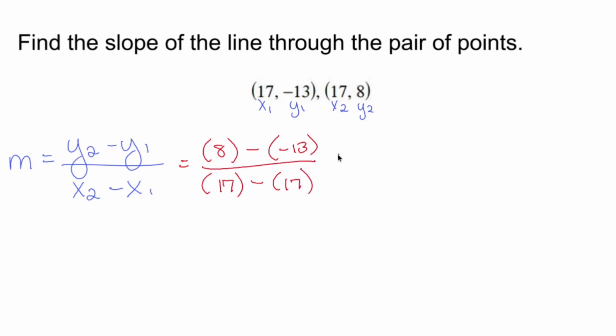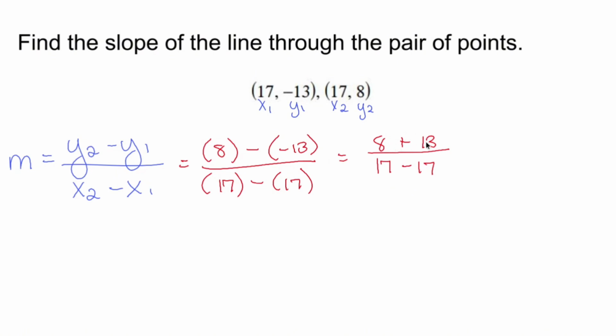Now, like I said, I know what's going to happen. Let's clean up the numerator and the denominator. If there's nothing in front of a parentheses, you don't need the parentheses anymore. This is a double negative. Minus a negative is the same thing as plus a positive, so plus 13. Since there's nothing in front of parentheses 17, I don't need the parentheses. Minus 17 looks like minus 17.